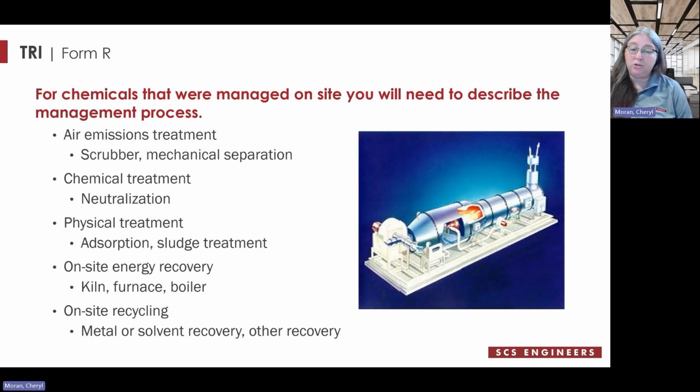For chemicals that were managed on site, you'll need to be able to describe the management process. So air emissions treatment could include things like if you have a scrubber, a baghouse, any kind of mechanical separation, chemical treatment such as neutralization, physical treatment like adsorption or sludge treatment, on-site energy recovery in something like a kiln, a furnace, or a boiler, and on-site recycling such as metal recycling, solvent recovery, or any other type of recovery that you're doing to reuse a material on site.